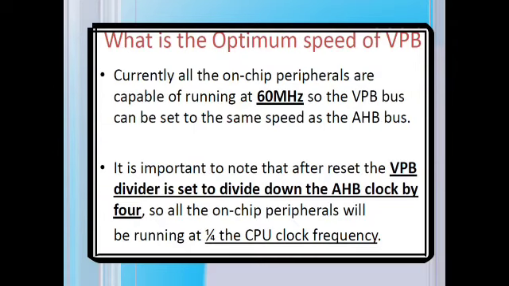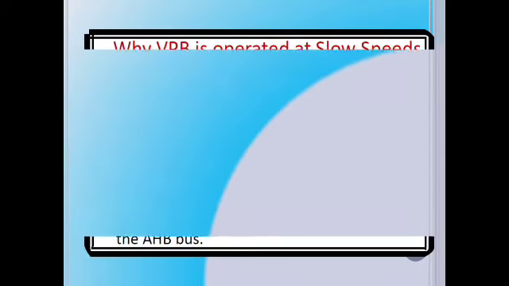What is the optimum speed of VPB? It is having a 60 MHz crystal in this one, so it is having the same capability of running at that 60 MHz speed. And it is important to note that after reset, the VPB divider is set to divide down the AHB clock by 4. Okay, 1/4 of the clock frequency.